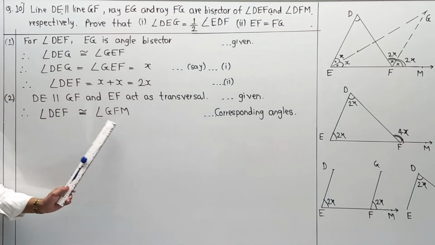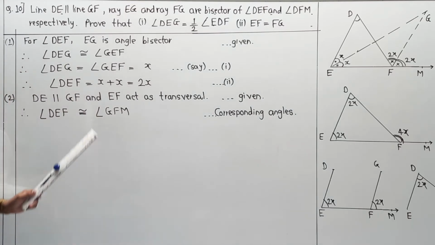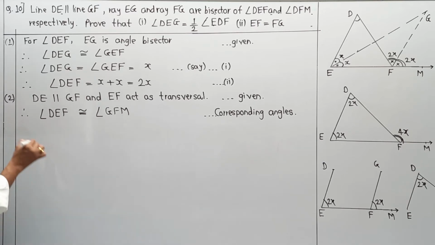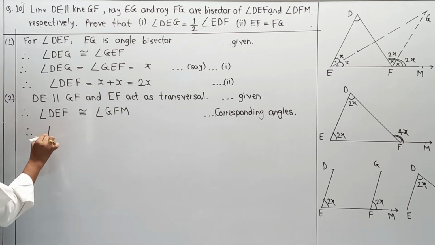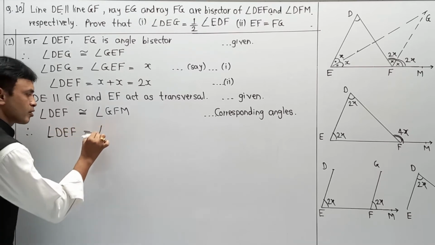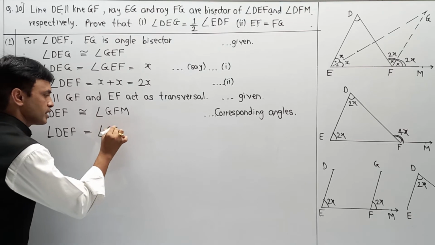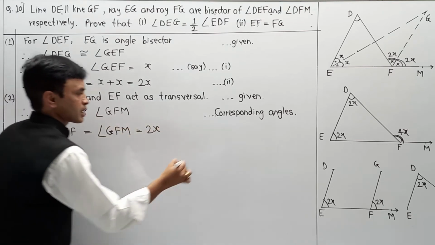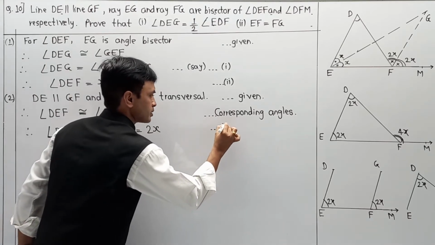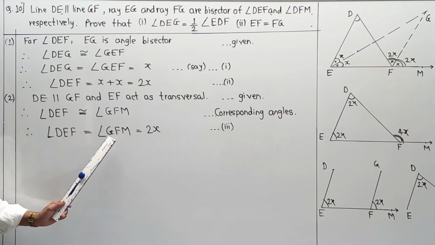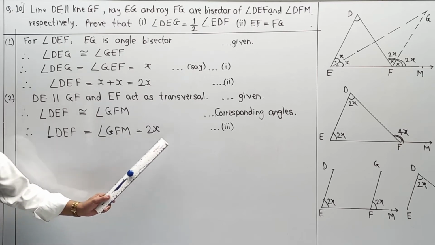Now these two are corresponding angles and naturally these are congruent, but we are assuming this as 2x, so automatically this also becomes 2x. Therefore angle DEF is equal to angle GFM is equal to 2x. I am going to call it equation number 3.